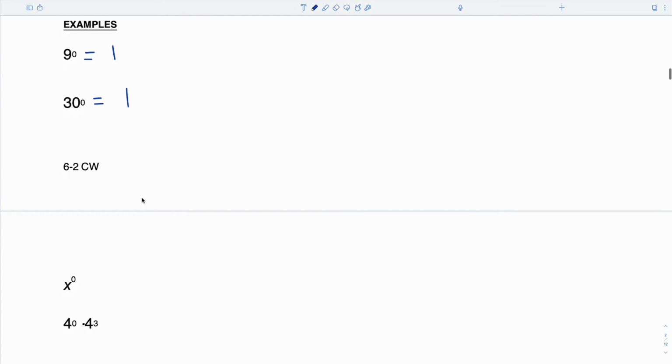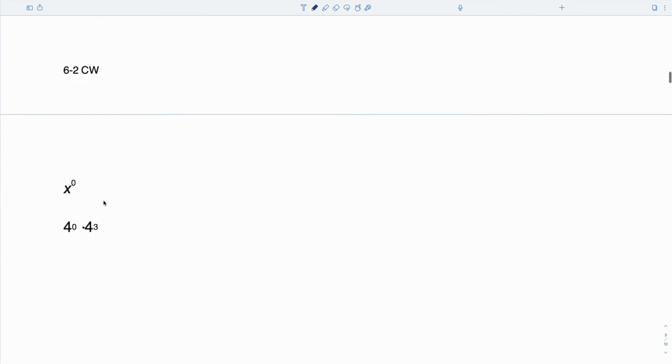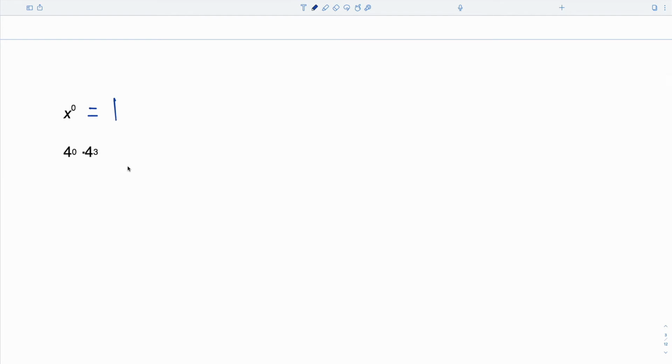X to the 0, it's a variable. That one looks funky. What do you think it is, Jackson? Some number. That's just going to be 1. So x to the 0 is 1. Any number to 0 is 1. And last one. Whoa, this one looks funny. 4 to the 0. Help me with that one, Mackenzie.